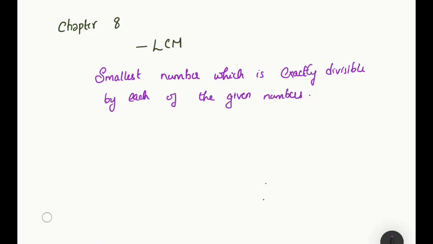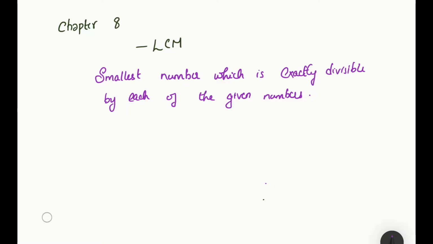Let me start with a new topic, LCM. So you all are familiar with the word LCM. What is LCM? Lowest common multiple. What is the lowest common multiple? It is the smallest number which is exactly divisible by each of the given numbers.